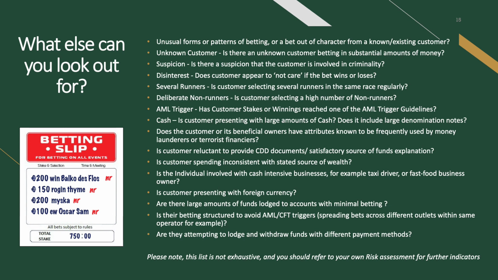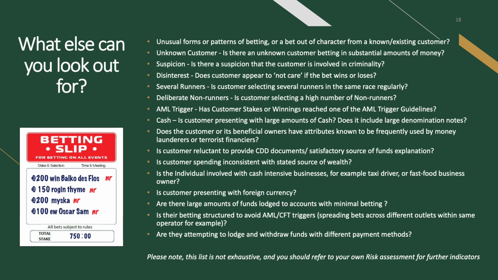Indicators to look out for include unusual forms or patterns of betting, or a bet out of character from a known customer. Or, is there an unknown customer betting in substantial amounts of money? Or do you have a suspicion that the customer is involved in criminality? Does the customer appear to not care if the bet wins or loses, or is he or she selecting several runners in the same race regularly? Is the customer selecting a high number of non-runners? Or has the customer's stakes or winnings reached one of the AML triggers?